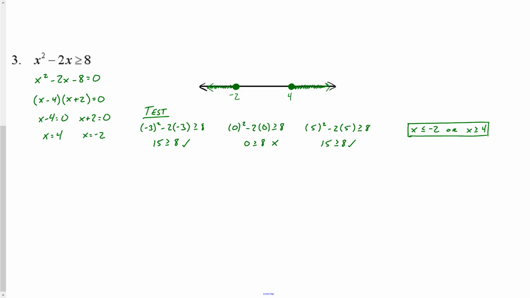So now check your work for number 3. Make sure you have the correct compound inequality answer. X is less than or equal to negative 2, or x is greater than or equal to 4. Double check your graph that you have the closed circles shaded away from each other. If you need to fix anything, go ahead and adjust it.